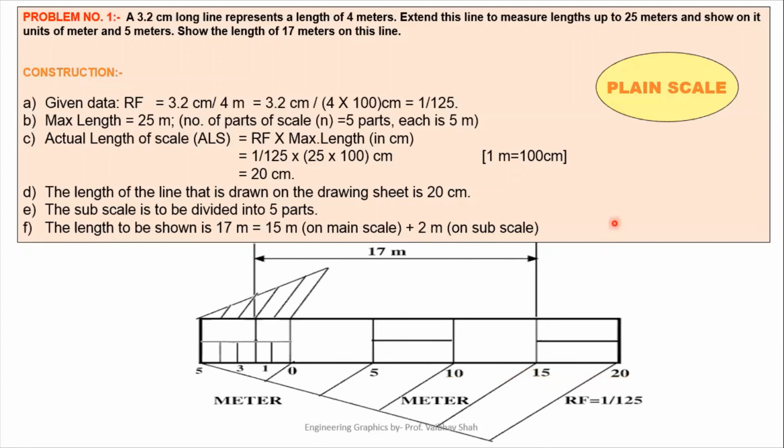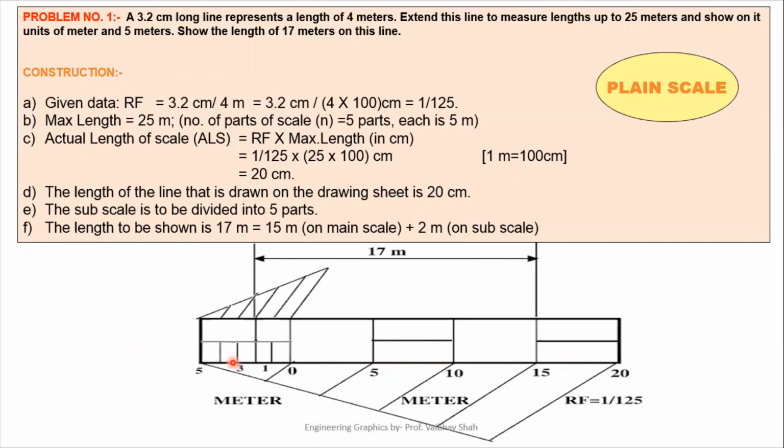So we can see we'll be having one division less than your 25. So this is your 20. Why is this 20? Because each part represents 5 meters. So this is your 5 meter, this is 5, this is 5, this is 5.